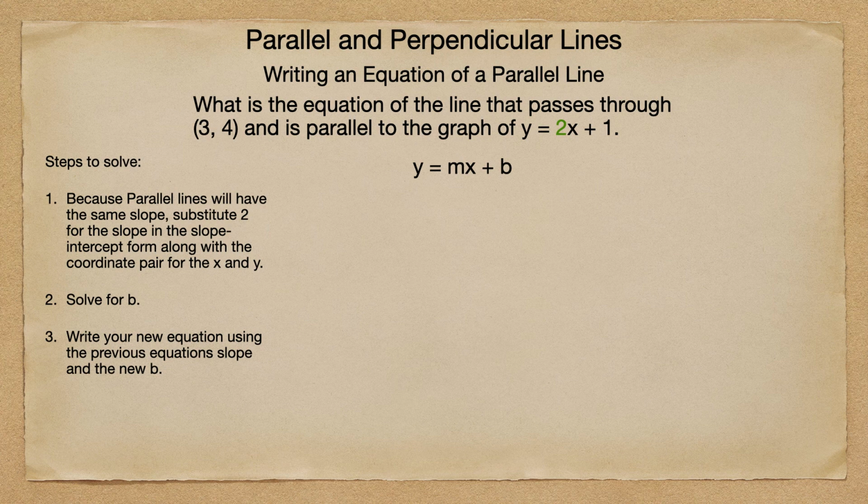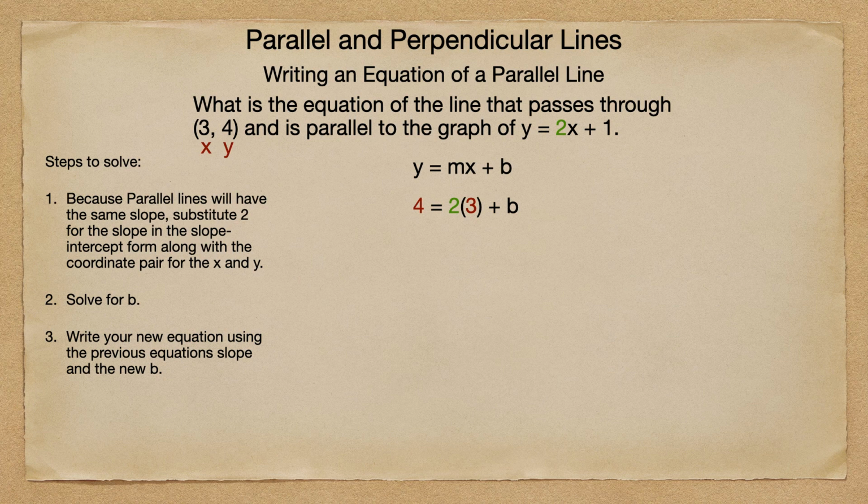What is the equation of a line that passes through (3, 4) and is parallel to the graph of y equals 2x plus 1? Because parallel lines have the same slope, we can substitute the 2 for the slope in the slope-intercept form, along with the coordinate pair for x and y. We take the 3 from the coordinate pair and plug it in for x, plug in the 4 for y, and steal the 2 from the previous line's slope and place it in for our slope. Because they're parallel, they must be the same.